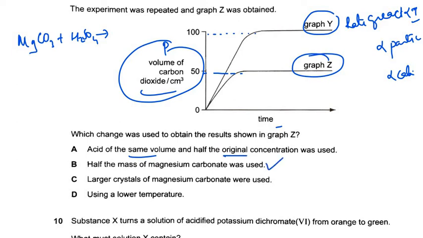Yes, so it's possible that at Z you have used the half concentration, half amount of magnesium carbonate, but now it is a full. So maybe 50 grams and 100 grams. Large crystal, this is not, because you are not changing the rate of reaction. So these are already gone. So option number B is the only correct option.